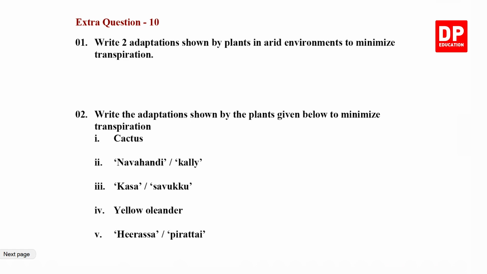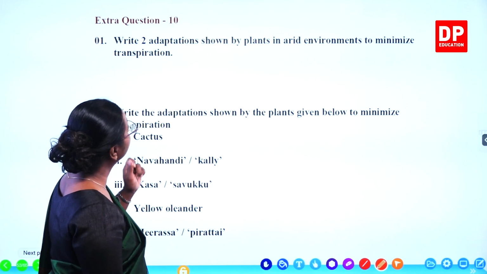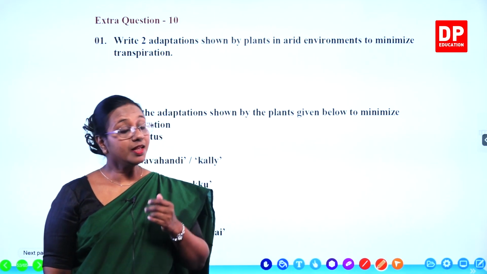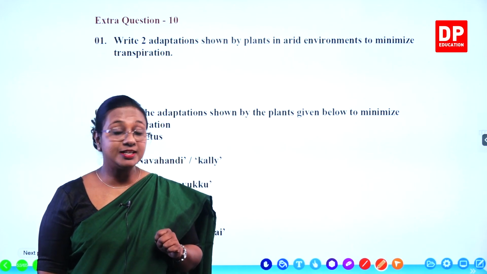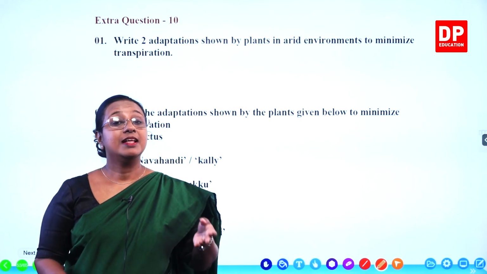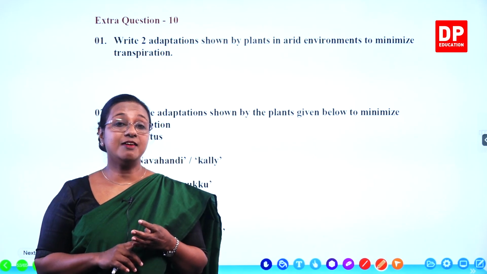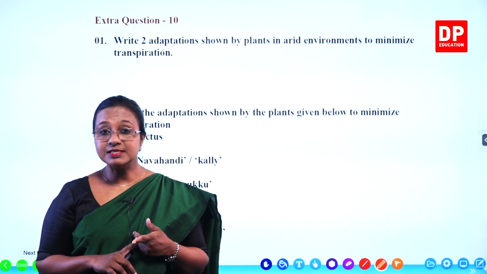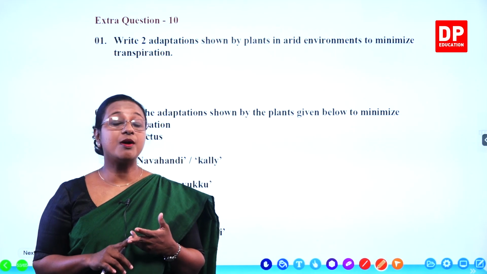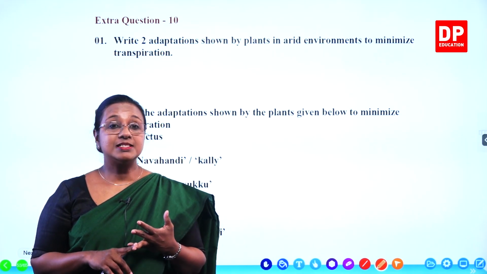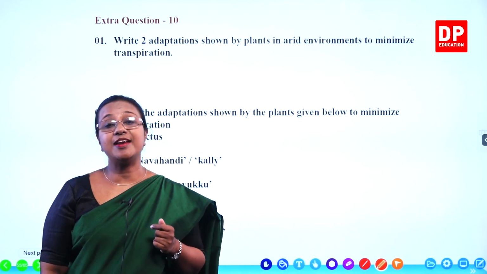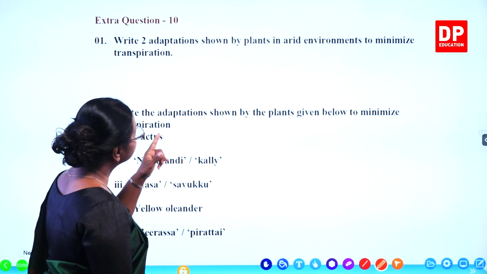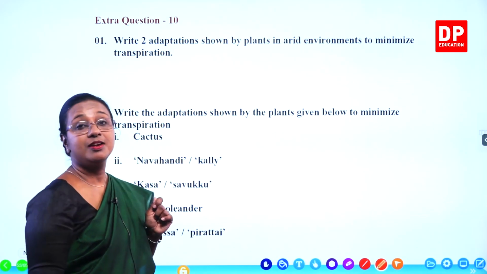Extra question 10. Write two adaptations shown by plants in arid environments to minimize transpiration. We have discussed four different adaptations. Can you all remember that? The leaves can have thick waxy cuticles. The leaves can be reduced to spines. They can have reduced number of leaves. Or else they can have thin leaves. So you can write any two answers.